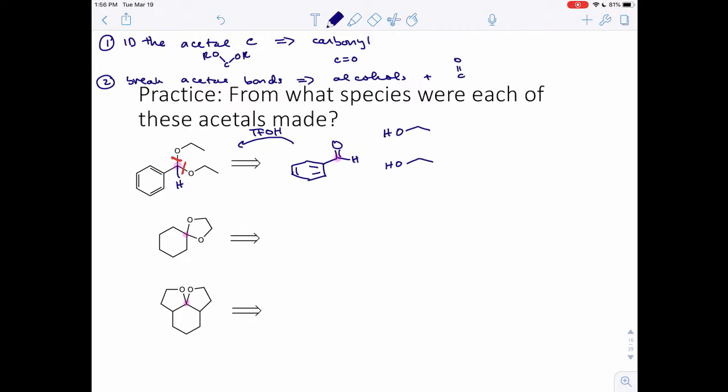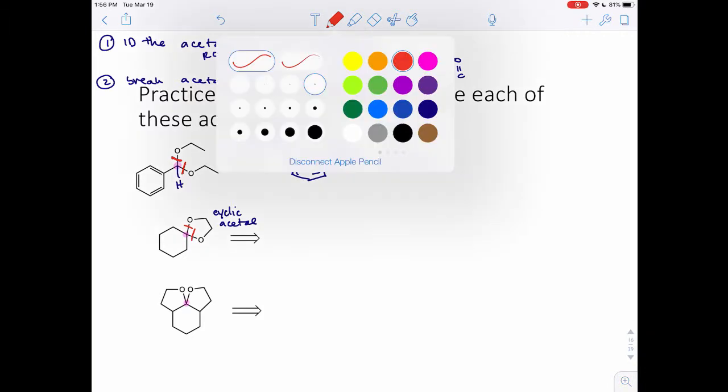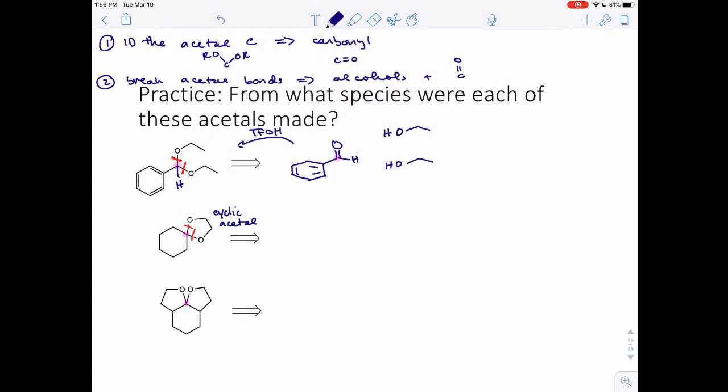Same deal. It gets a little bit harder now when you see you have this cyclic acetal. And so when you have the cyclic acetal, you're going to have a diol and a carbonyl compound. So pause and go through the same steps. Break these bonds. The pink carbon is going to be a carbonyl carbon. And then you have the alcohols, but this time you have this diol. You have ethylene glycol. Okay.